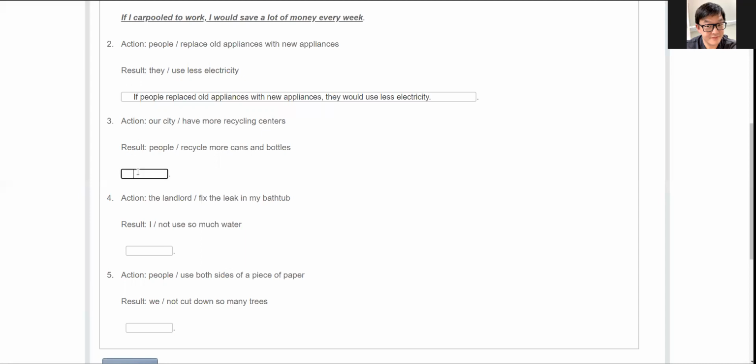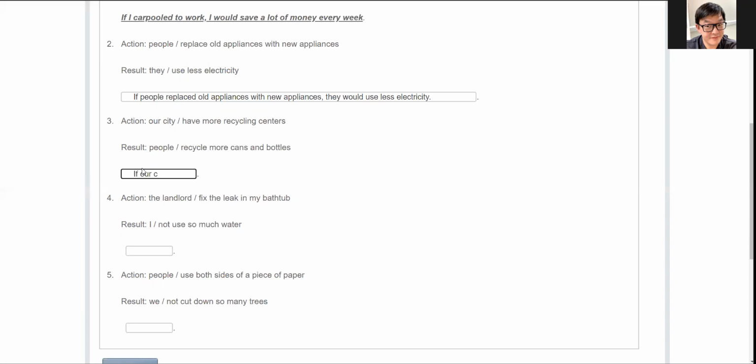Number 3, action, imaginary action: our city have more recycling centers. The result: people recycle more cans and bottles. So let's begin here with the imaginary action, always with if.